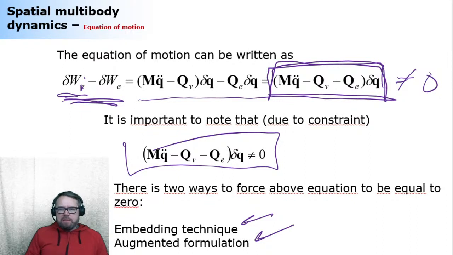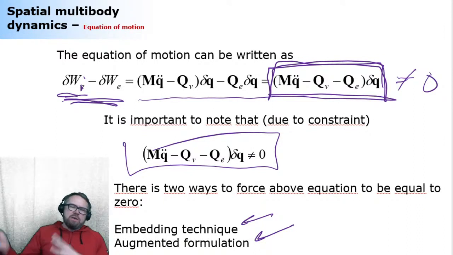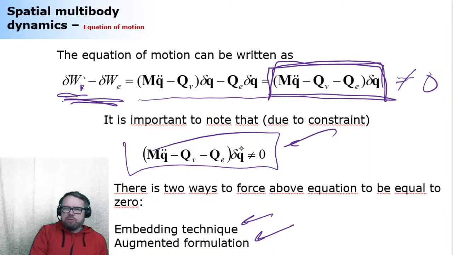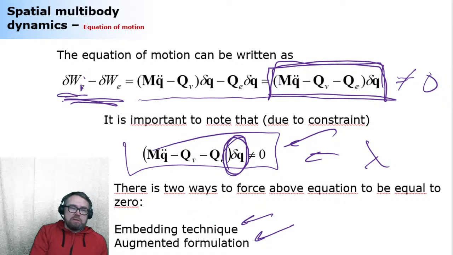Now, embedded is a substitution. Using coordinate partitioning, you substitute your constraint into this equation of motion, and then you can ensure that this virtual displacement is kinematically admissible. And when it is kinematically admissible, then you can set this equation equal to 0. Or you can add your constraint to this equation with the help of Lagrange multipliers. So those are the 2 different ways.